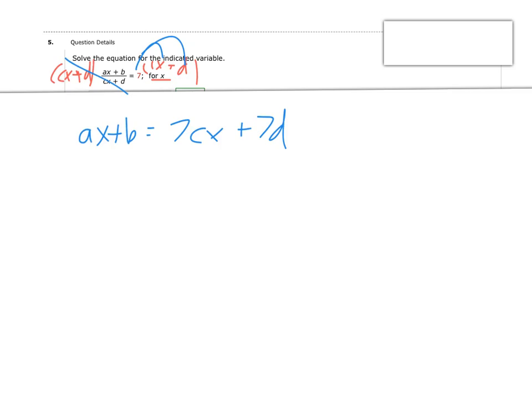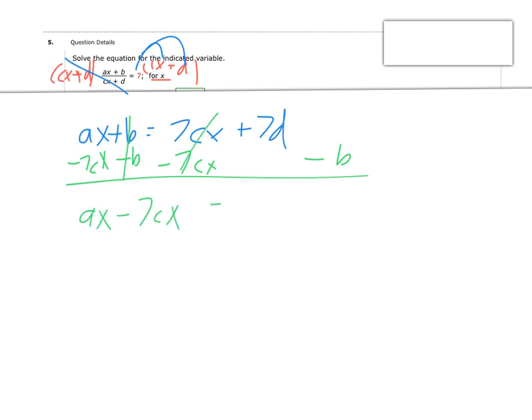Now, we have x's now, which we're trying to isolate. We have them on each side. I don't really want that, so we're going to move everything with an x to one side. I'll go ahead and move this to the left. And we're going to move everything without an x to the right side, so I'm going to move this over here. And so we'll cancel that and cancel that. So we get ax minus 7cx, which are not like terms. We'll keep them separate. And then over here we have 7d minus b.